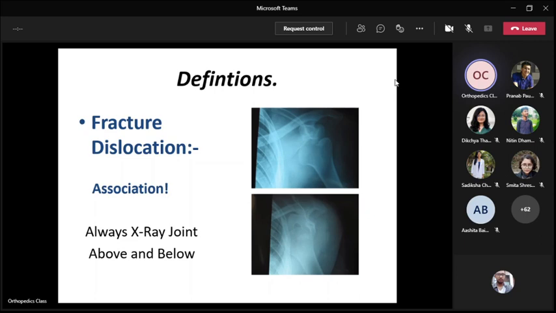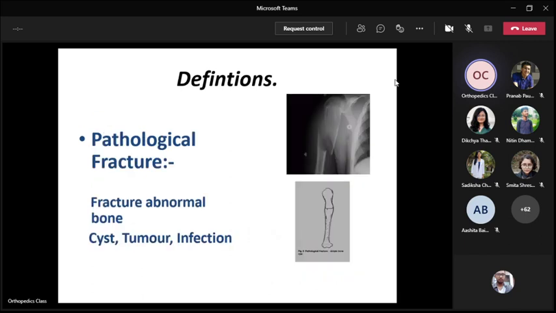So whenever you want to confirm, we always ask how you diagnose. One is clinical, the other is by radiological. Now, pathological. Traumatic, when you need a good amount of force to break the bone.